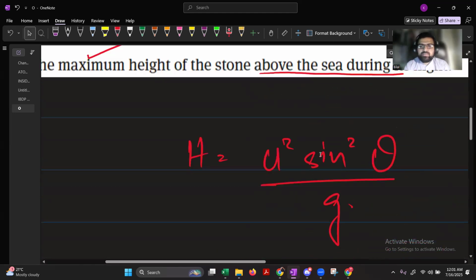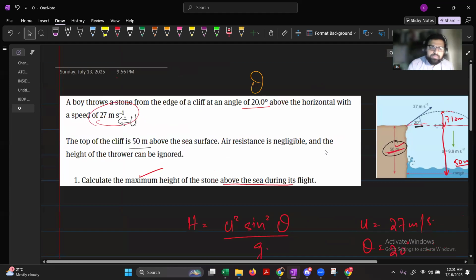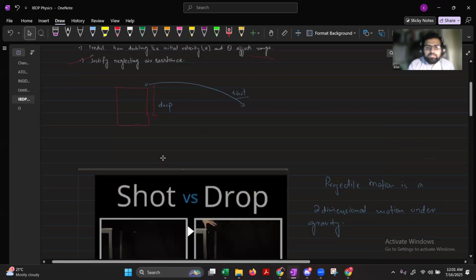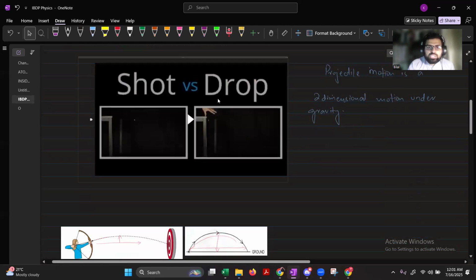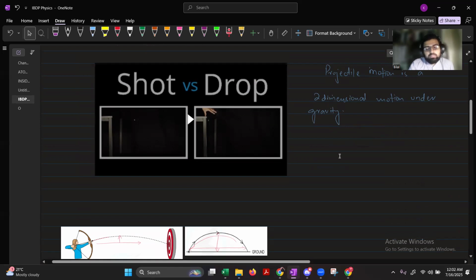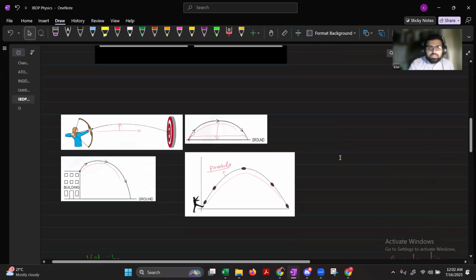Okay, so that's all. There was a very brief introduction regarding the topic of projectile motion. First of all, we talked about the basics of the projectile, the difference between shot and drop, and why both shot and drop reach the ground at the same time, because both are motions under gravity. In both cases, the body has an acceleration of 9.8 meters per second squared. So whether it is a shot or a drop motion, they both reach the ground at the same time.